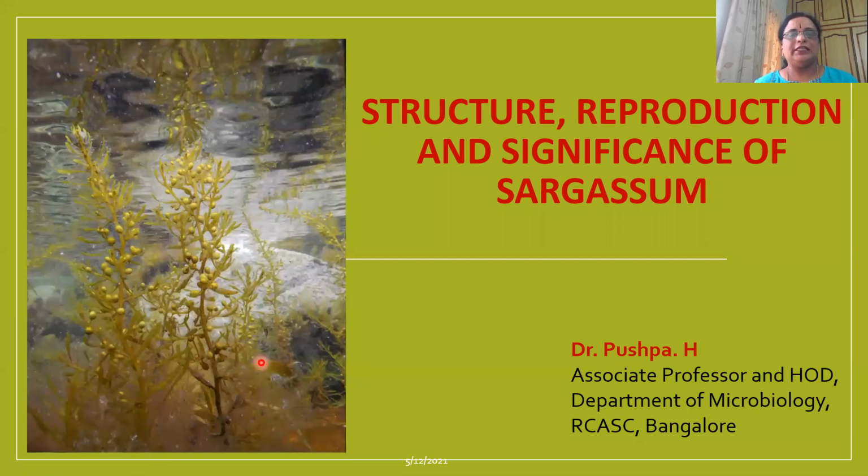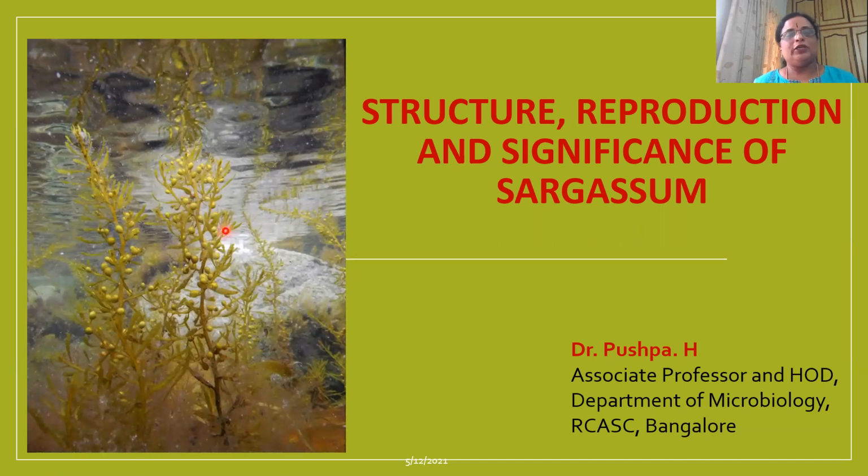because of its thallus organization. This is an image taken deep inside the ocean, where this species of Sargassum is found attached to the substratum. See here, you could see the alga has a shoot-like or stem-like structure, leaf-like structures, and some structures which are called air bladders, or vesicles.